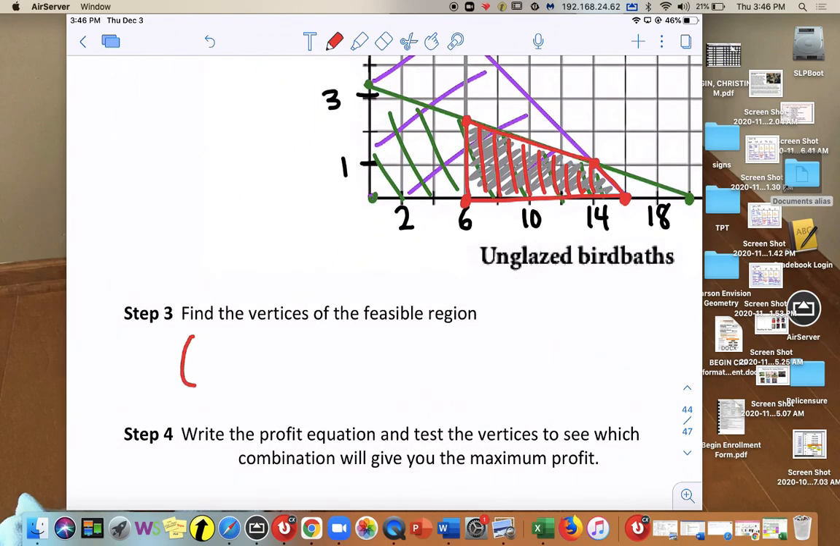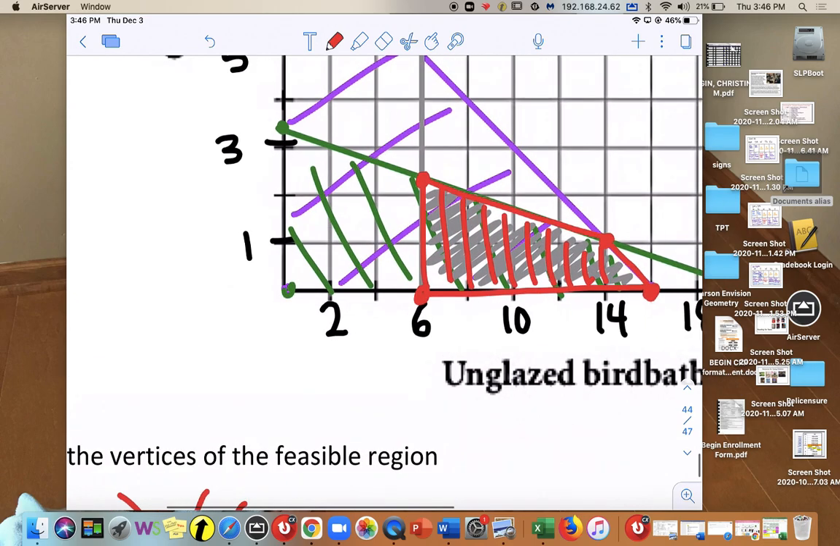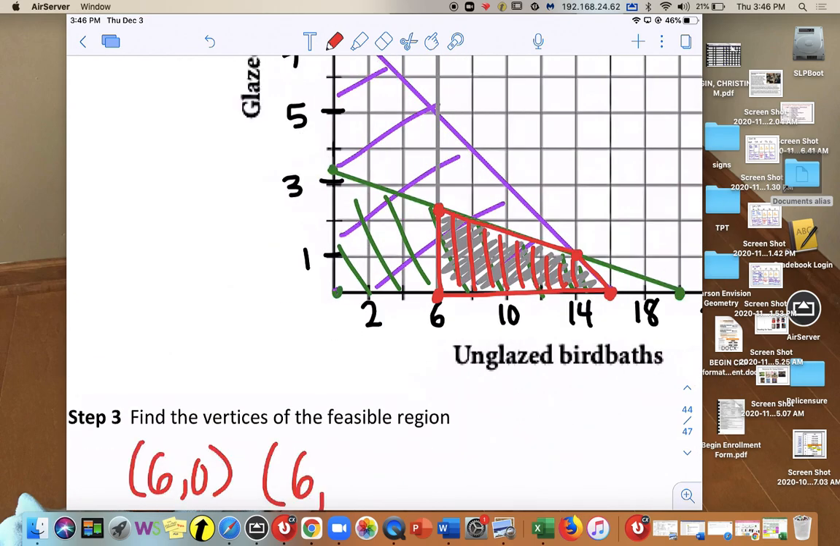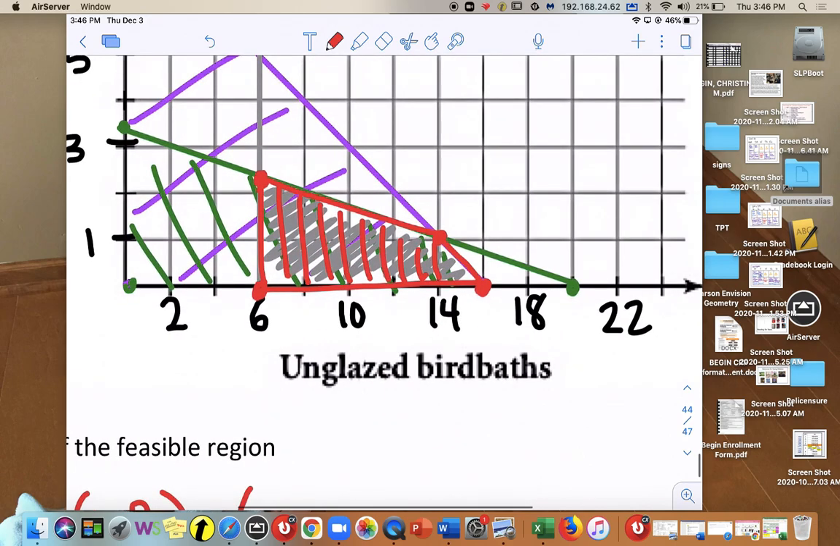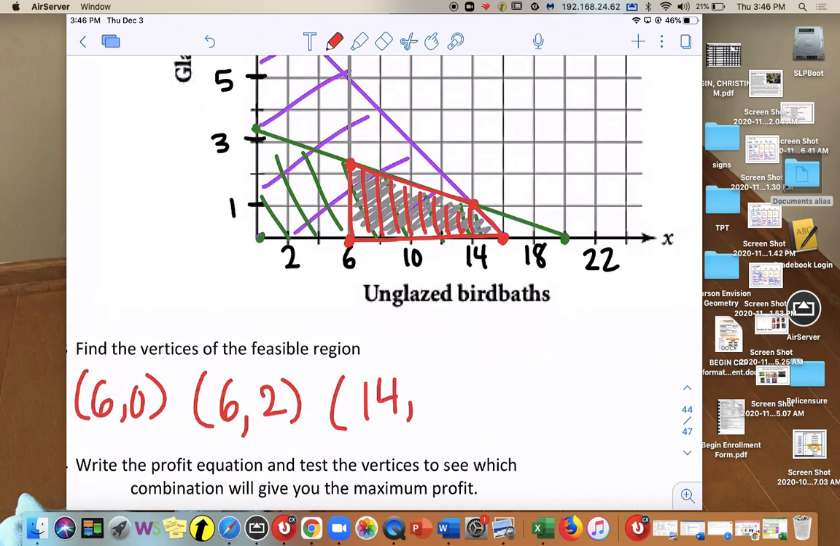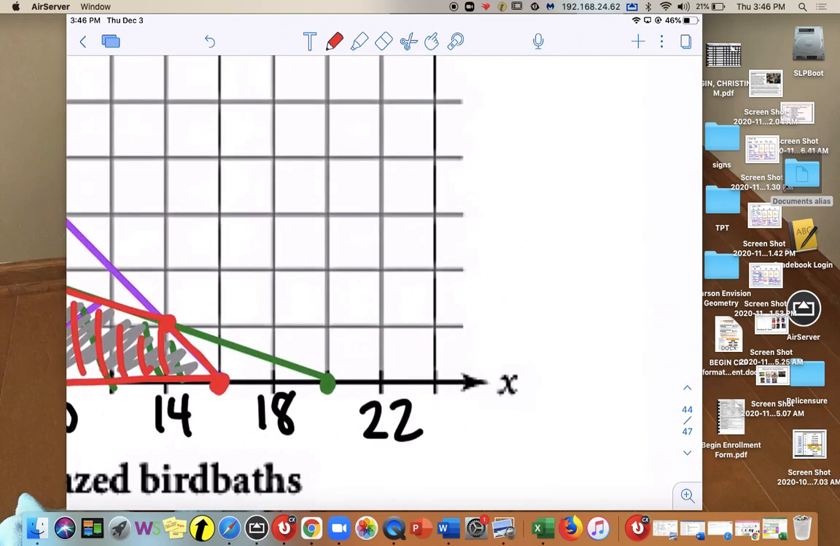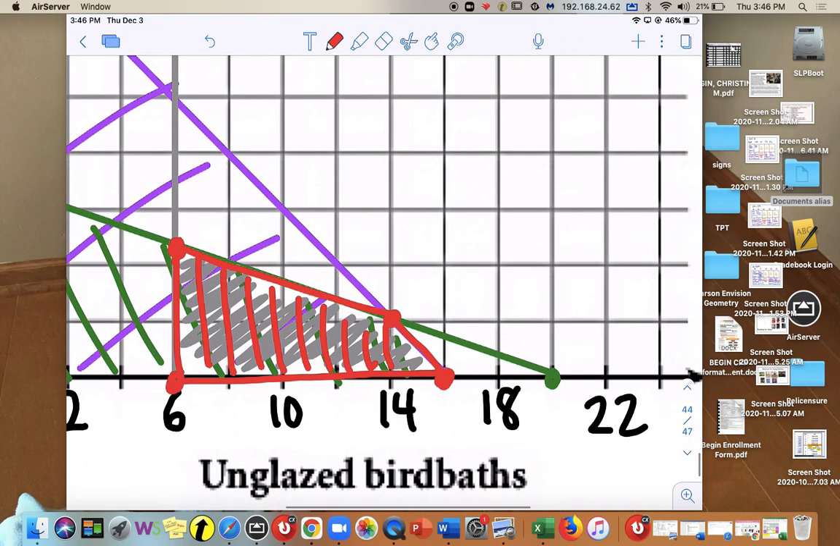So the first one, you go over 6 up 0. The second one, it's 6 and, I'm going to round to like 2 bird baths because we can't make 2-point-something bird baths. And then the next one is 14, 1. And then the last one is 16, 0. All right, now again, any combination of x and y values inside the triple shaded area or on the lines work.